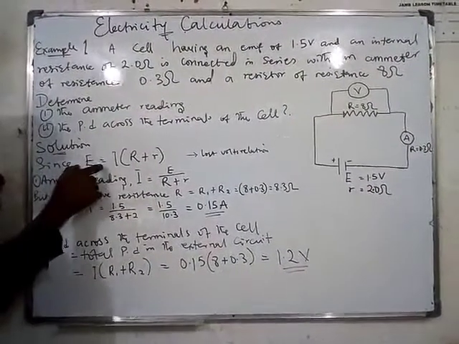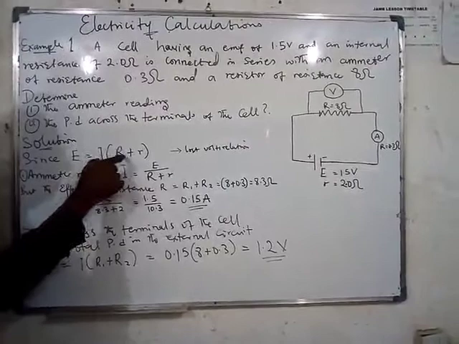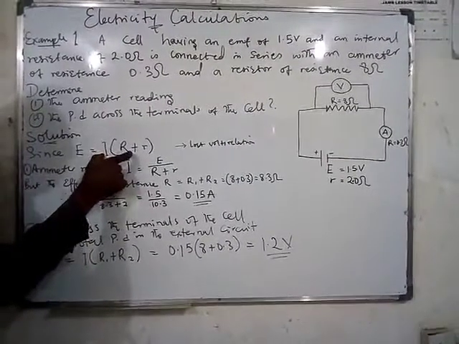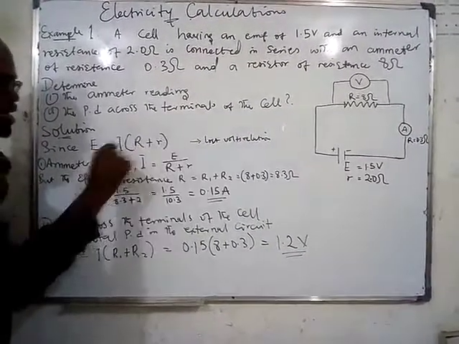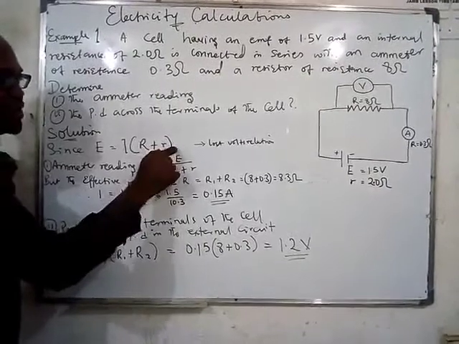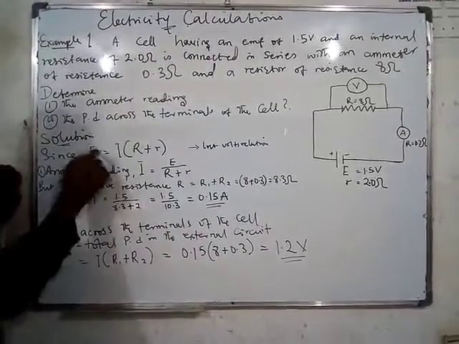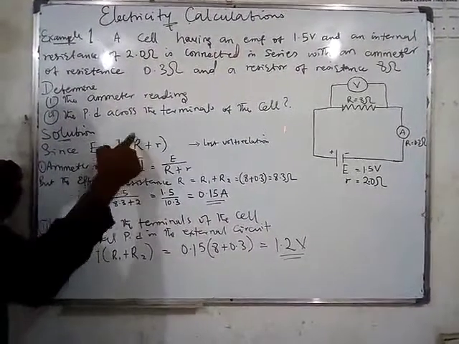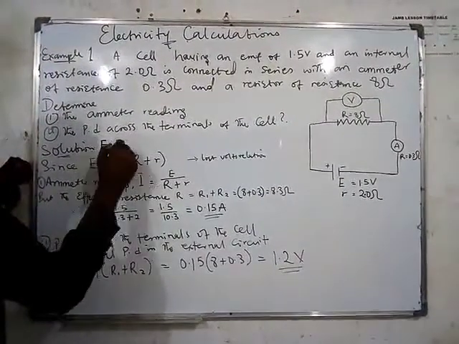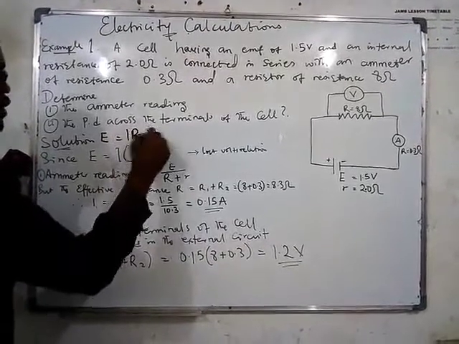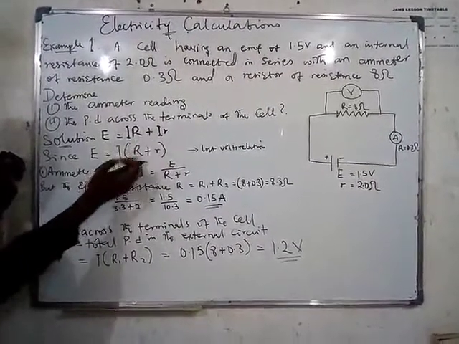So when you now make the EMF of the cell the subject, you're going to get that E is equal to IR, which is the voltage of the whole circuit, plus Ir, which is the voltage on the cell alone. Is it not? So we have E equal to I in bracket. If you are writing it in full, E is equal to I big R plus I small r. You took I out of the bracket, that's why you saw this.